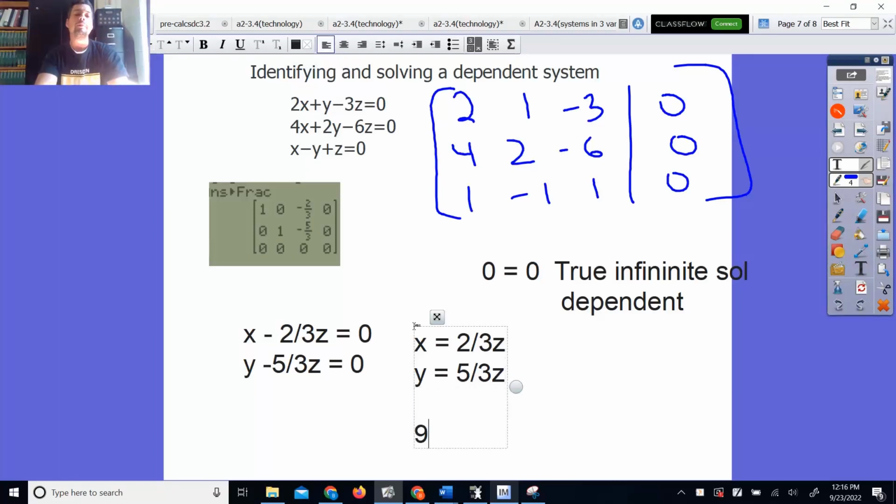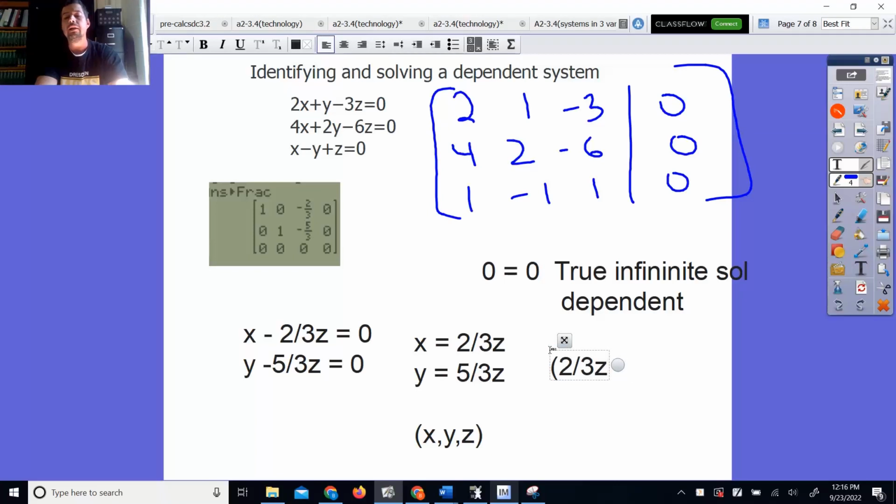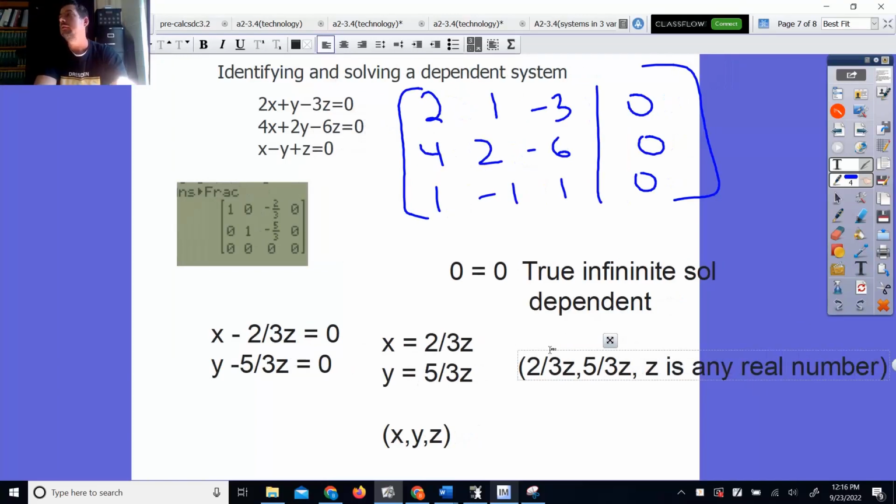When you write an ordered triple, it goes x, y, z. Well, what do we have for x? What is x? 2/3 z. What do we have for y? 5/3 z. Z is any real number. That's how those are reported back.